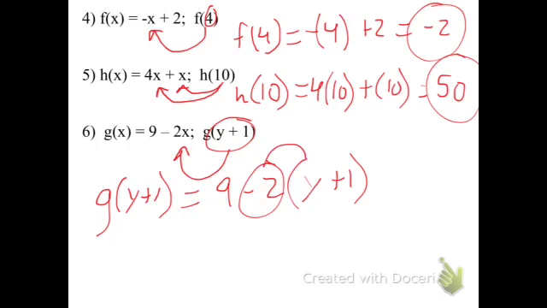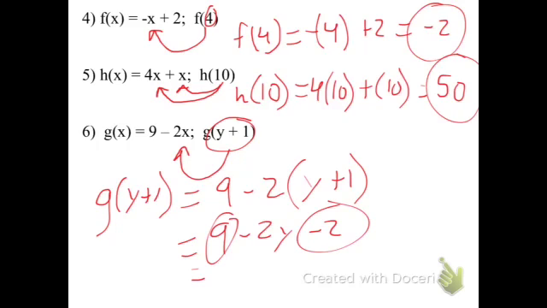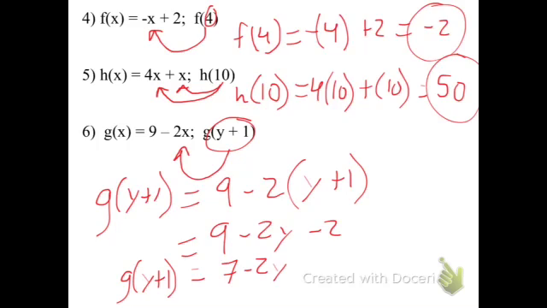This negative 2 distributes to both of those items in there, okay? So you have to replace things. 9 minus 2y, because negative 2 times y is negative 2y. You have to do negative 2 times the positive 1, so that's going to give us negative 2. Simplify one more time, because you got now 9 minus 2, which can combine. That's going to give you 7, and we still got the subtract 2y, and that's going to be g of y plus 1. And that one is done.